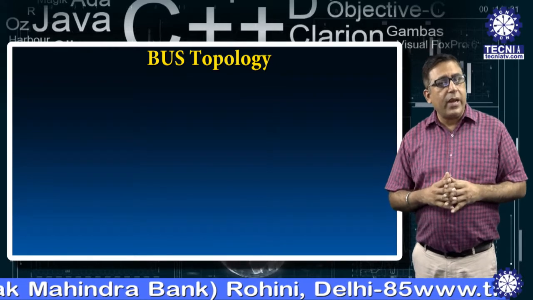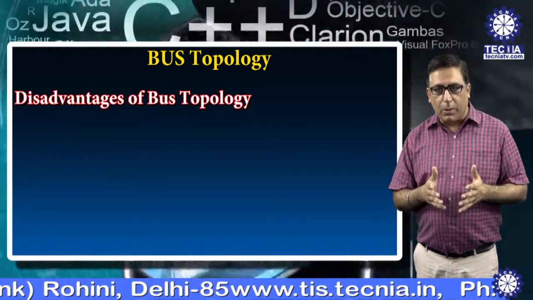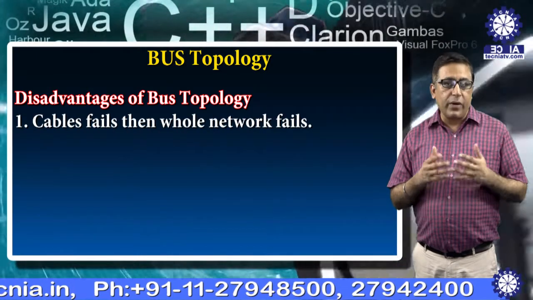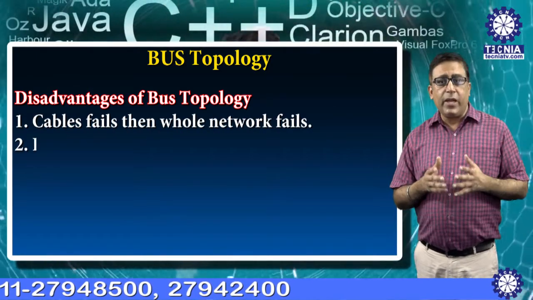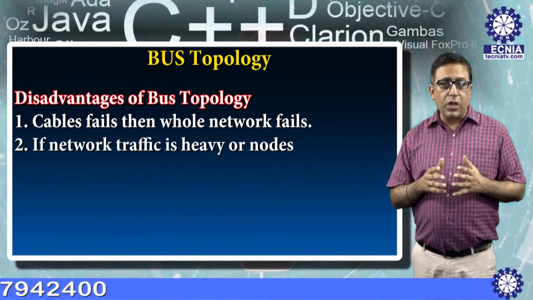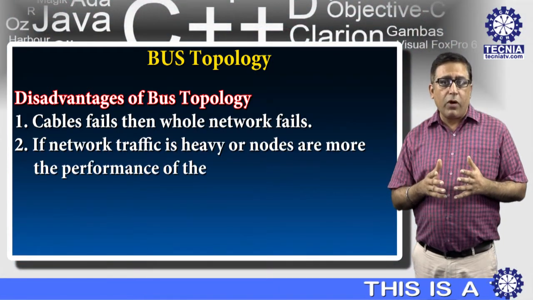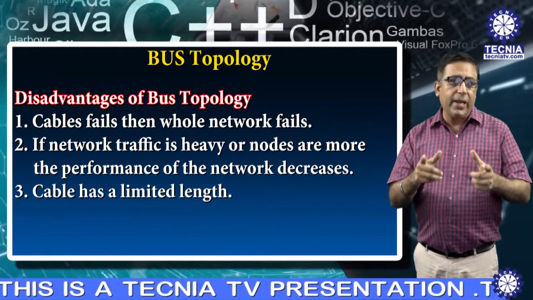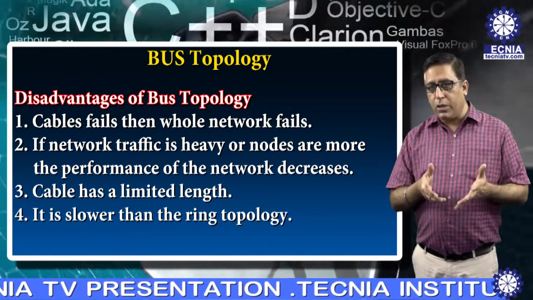Now we are discussing disadvantages of bus topology. First point is if the cable fails, then the whole network fails. Second is if network traffic is heavy or nodes are more, then the performance of the network decreases. Third point is the cable has a limited length. It is slower than the ring topology.